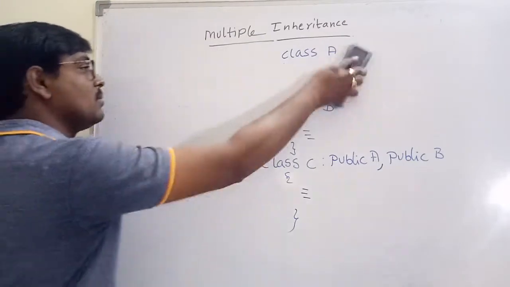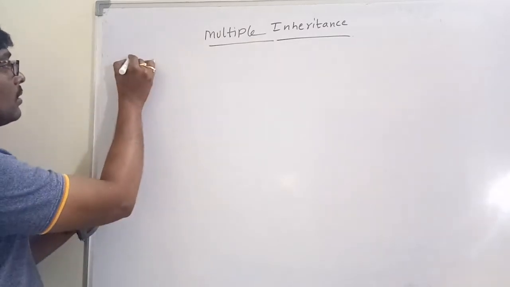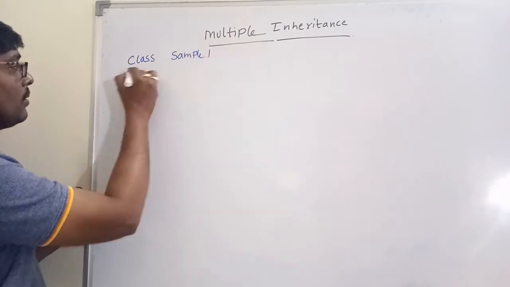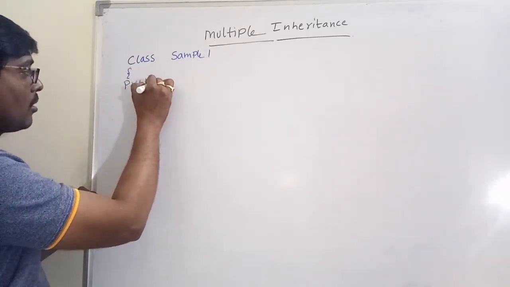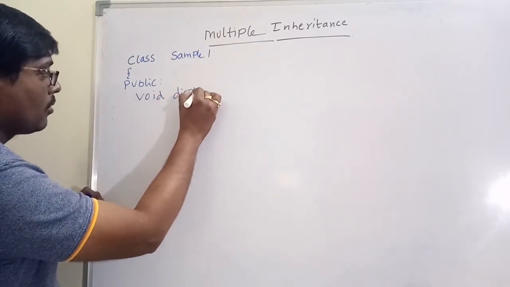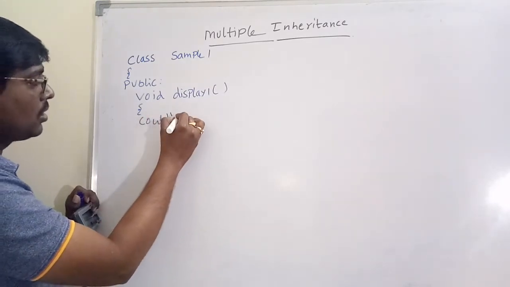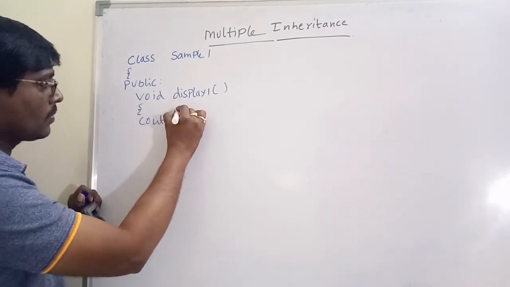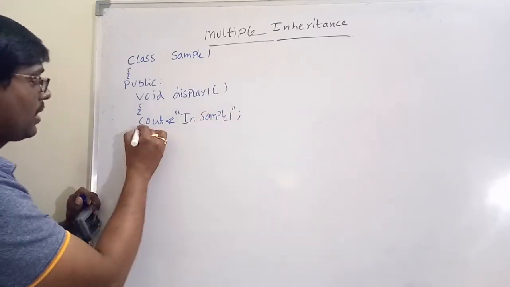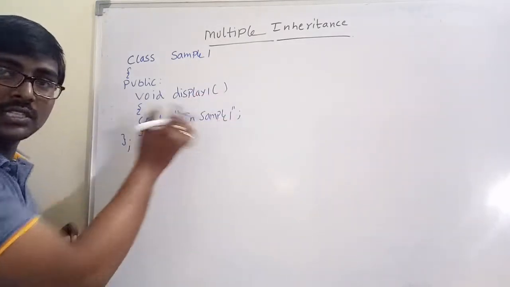Now consider a simple example. Class sample 1, public, void display 1, suppose a user message: cout "in sample 1". I am just using a member function to display a message.